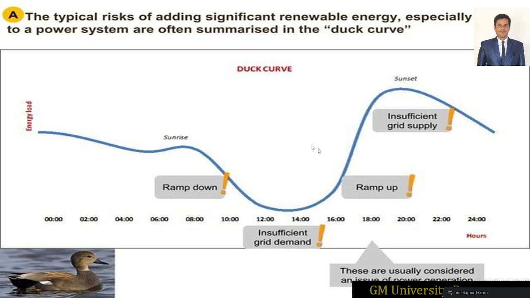See, you can see there is an image of the duck, isn't it? There is an image of the duck. So this curve actually looks like the shape of a duck. That's why we call this curve the duck curve, isn't it?